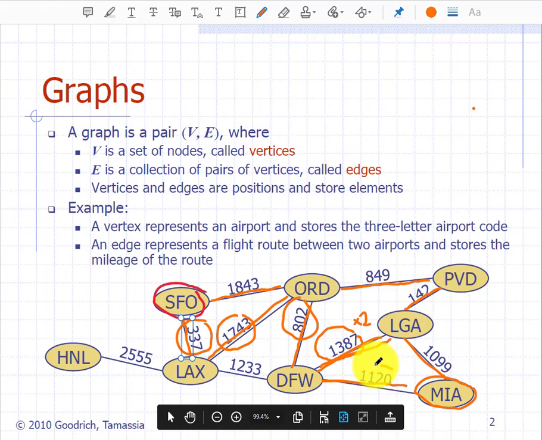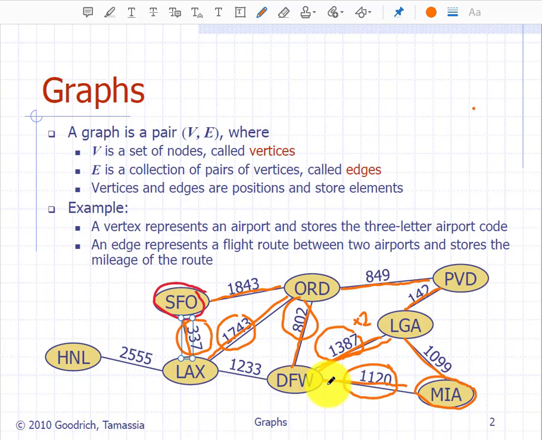You would have to add up all of these values, which I've circled, to give us the total mileage between airport A and airport B. So this is what graphs are all about. This is what they can represent. This is just an example of what graphs can represent, but obviously there's a host of examples. Graphs are in fact very easy to understand and are extremely powerful in computer science.